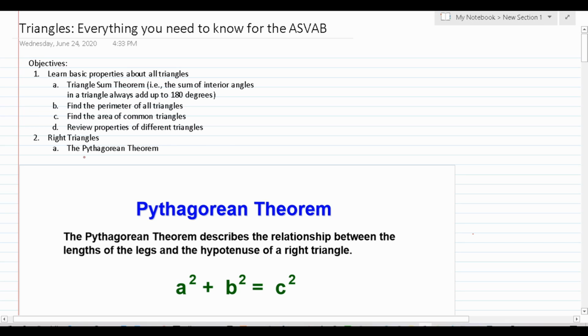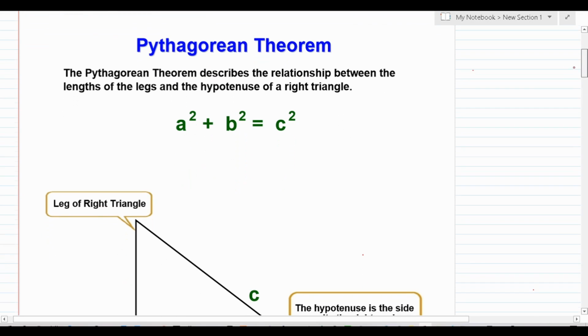So in light of that, let's go ahead and talk about the Pythagorean theorem. To start, we're going to talk about it in a very basic way. And then as we progress through this video, we'll do some simple examples together. And then at the end of this video, we're going to do some practice problems that are going to mirror closely what you'll see on the ASVAB. So all that said, let's get started.